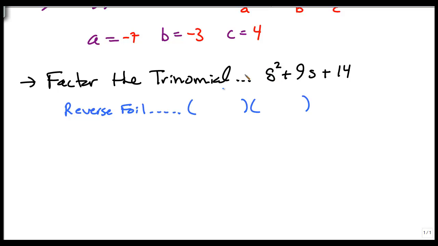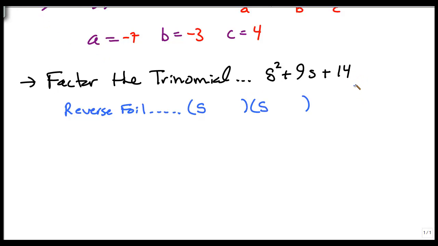Well, if you think about s squared, in order to get an s squared, you need an s in these front positions. Now, to get this last position, you need a 14. So you could put a 1 and a 14 here. 1 times 14 is 14. But notice when you check, s times 14 is 14s, and 1 times s is s, you don't get a 9, you get a 15. So that can't work. So again, it's trial and error. But once you work a lot of these, you start to see a pattern, and it will be less trial and error and more correct solutions.